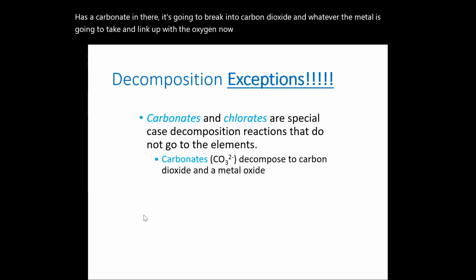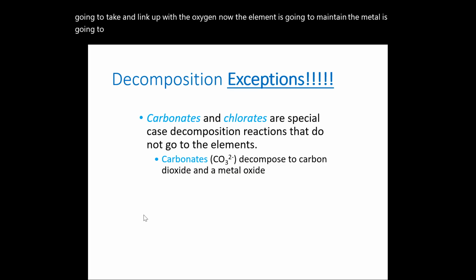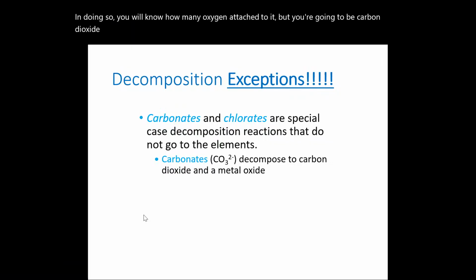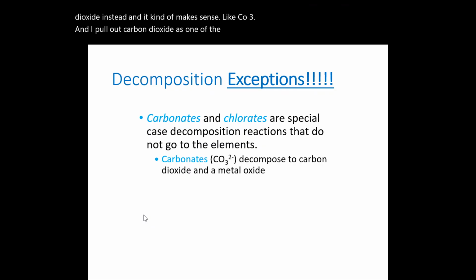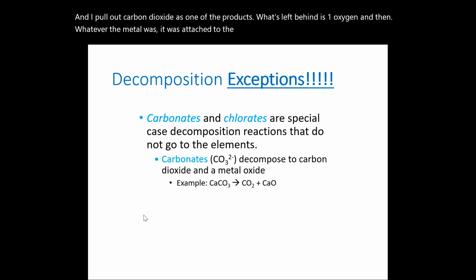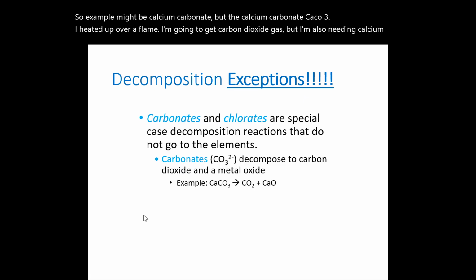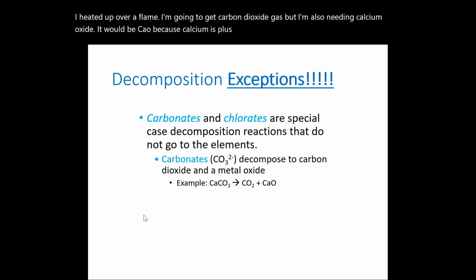Now the metal is going to maintain its charge. In doing so you'll be able to know how many oxygens are attached to it, but you're going to make carbon dioxide instead. And it kind of makes sense. If I have CO3 and I pull out carbon dioxide as one of the products, what's left behind is one oxygen, and whatever the metal was attached to the carbonate. So an example might be calcium carbonate. If I take calcium carbonate, CaCO3, and heat it up over a flame, I'm going to get carbon dioxide gas, but I'm also going to get calcium oxide. It would be CaO because calcium is +2, oxygen is -2.